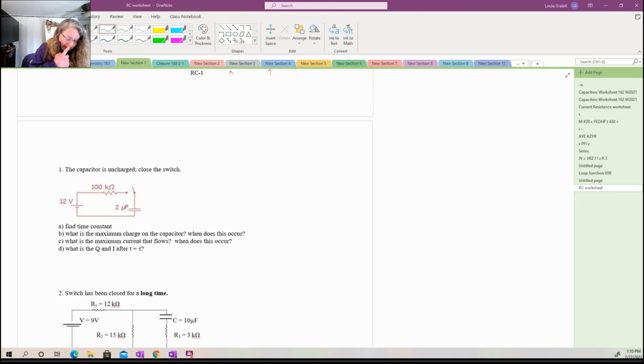So let's think about this. For the time constant, remember we defined that as tau equals the resistance times the capacitance. So for my time constant, what do I have? I have 100 times 10 to the third ohms times 2 times 10 to the negative 6 farads. So I'm just going to do this in my head. I'm going to have 200 times 10 to the negative 6 plus 3, minus 3, otherwise known as 0.2 seconds. So that's our tau.